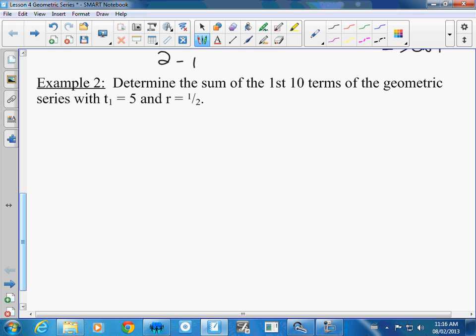Okay, so this is actually nice. They've labeled T1 for us already, R, and what's this? That's N, right? So this guy here is N. Okay, so write down the formula. Sn equals T1 times (R to the N, careful, minus 1 is the lower part), all over R minus 1.